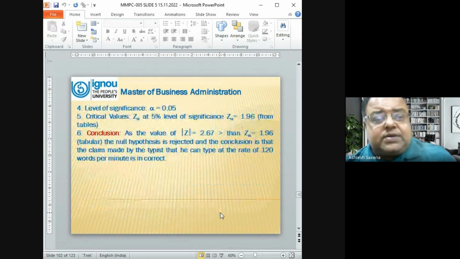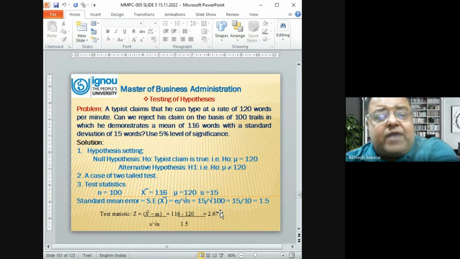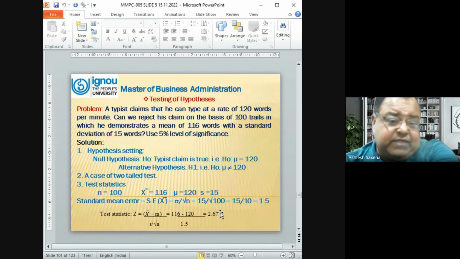I'm just testing a problem with you for testing of hypothesis. A typist claims that he can type at the rate of 120 words per minute. Can we reject his claim on the basis of 100 trials in which he demonstrates a mean of 116 words with a standard deviation of 15 words? We have to use a 5% level of significance.